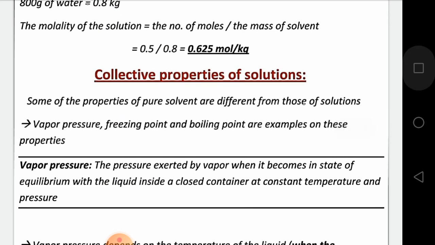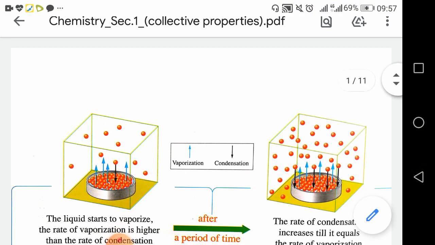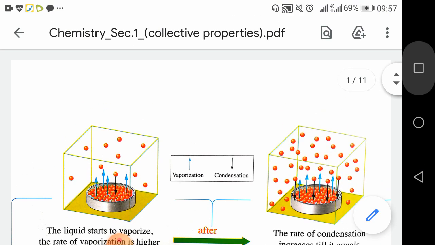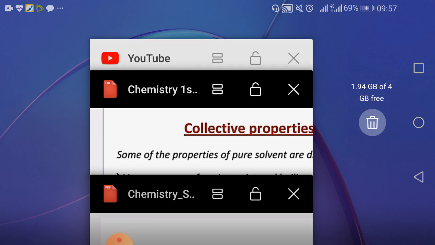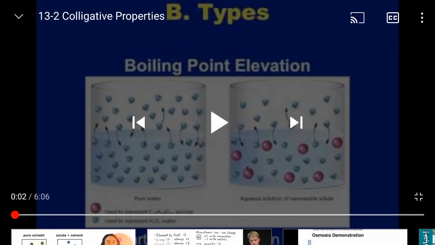To understand the concept of colligative properties, or what is the meaning of colligative properties, we can see this video, then complete our session.